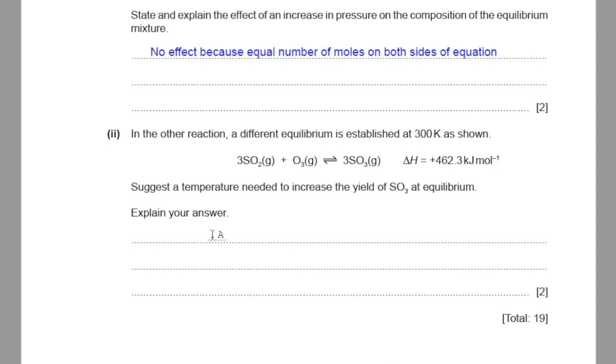So I can mention any temperature higher than 300 kelvins, let's say 500 kelvins, and I'll mention the reasoning. The reason is that our forward reaction is endothermic, so increasing the temperature will favor the forward reaction.